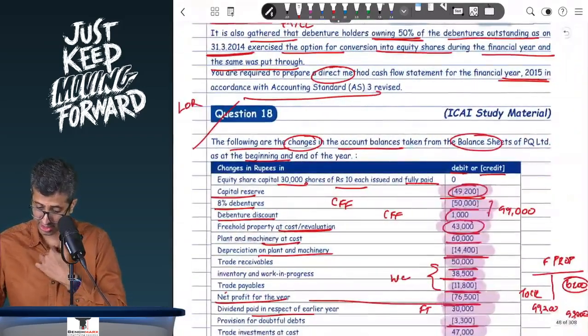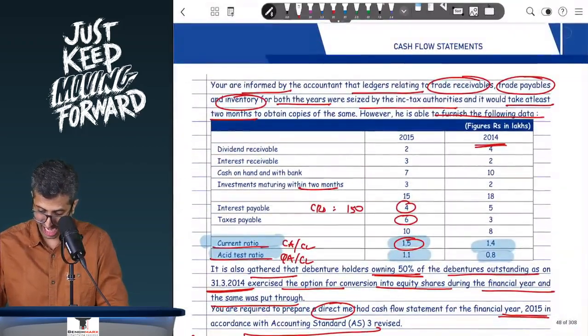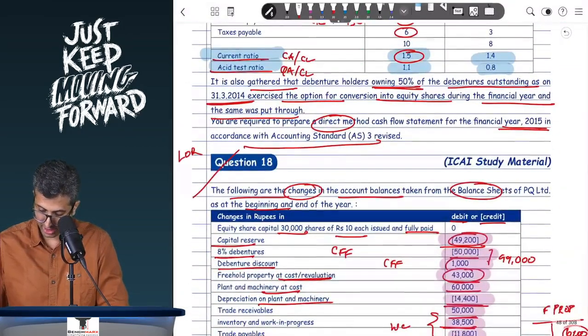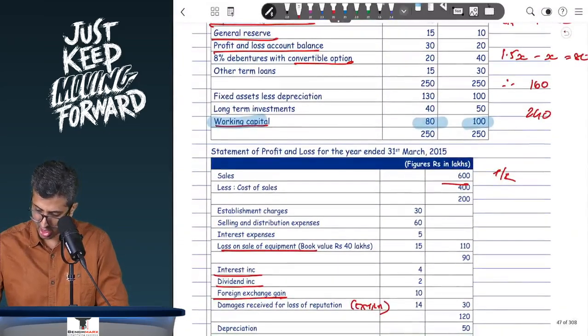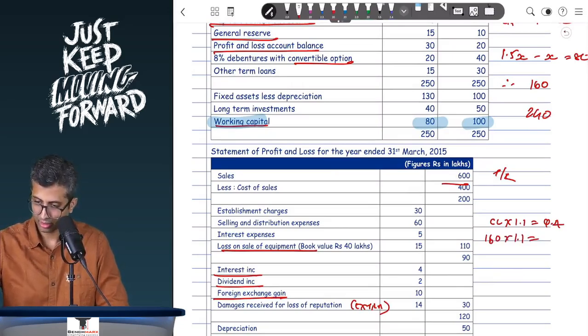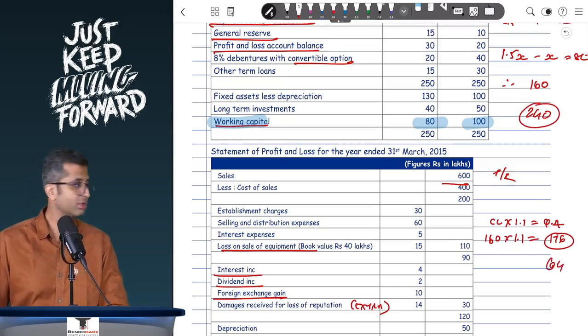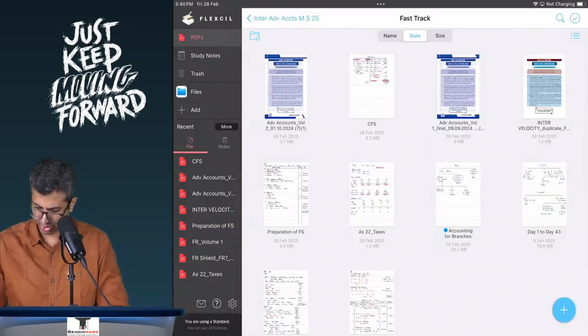Now how will I find debtors? I have been told that my quick assets upon current liabilities is 1.1. So I can say current liabilities into 1.1 will give you quick assets, so 160 into 1.1 will give you 176. That is your quick assets. Now the difference between quick assets and current assets is exactly stock. So you can say 64 will be your stock.